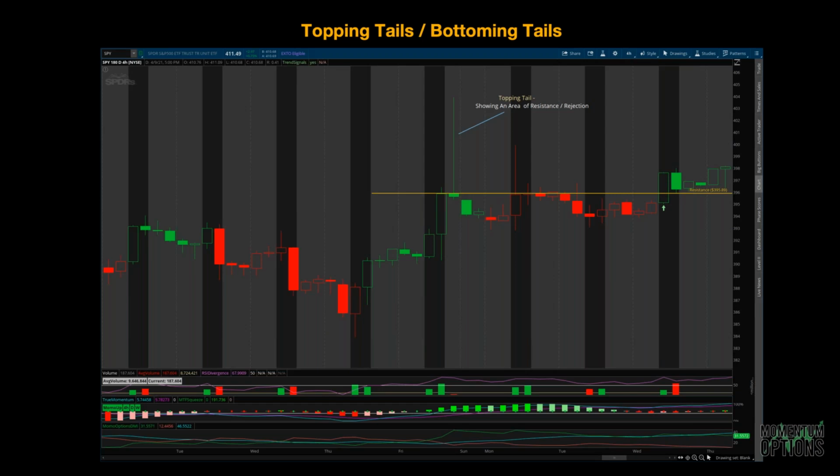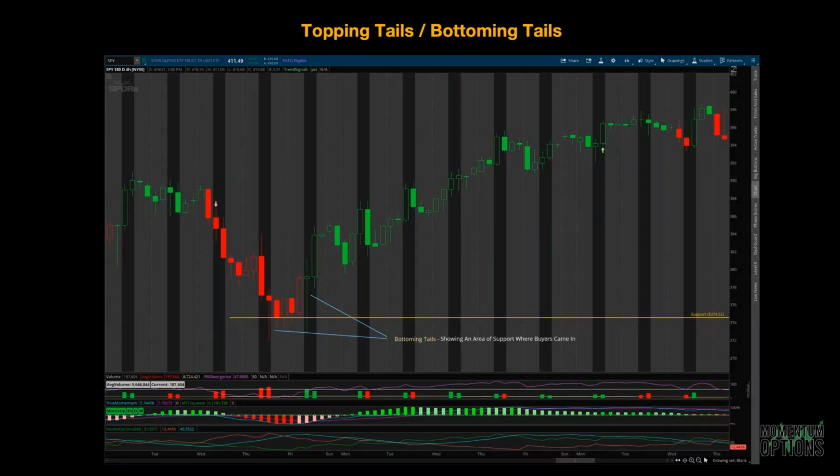And we look for filled in candles when we're moving down. So on this sell candle, we see a lot of resistance, a lot of rejection at those highs. And you can see that price spent a couple days trying to get above that 395.89 level before we finally broke that resistance.